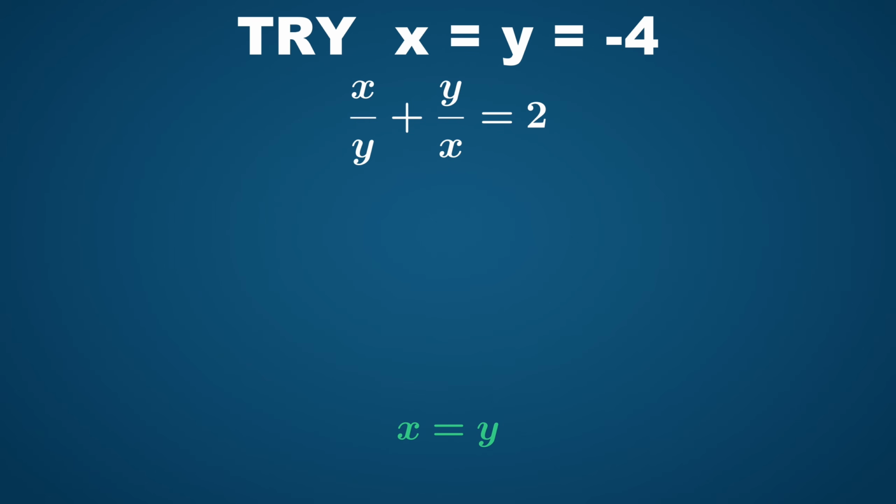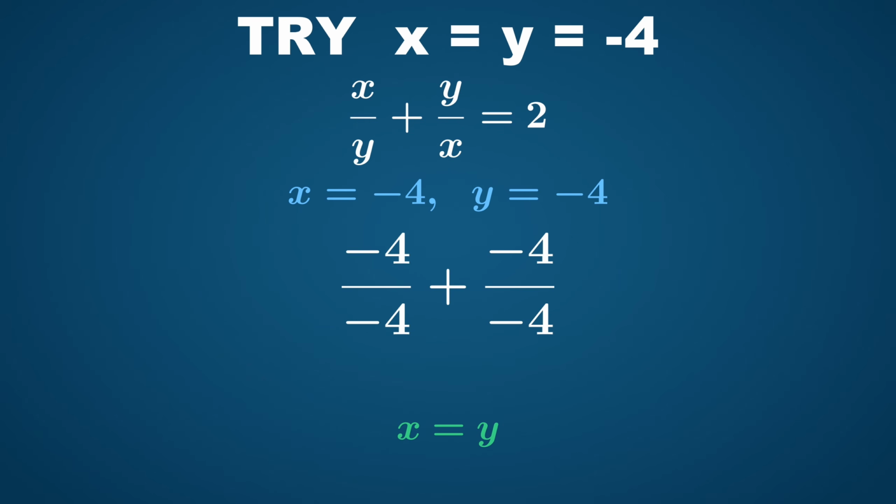We additionally test a negative integer. We set the variable y equal to -4. This dictates that the variable x must also be -4. We substitute these negative values into the original equation. We get -4 divided by -4 plus -4 divided by -4.